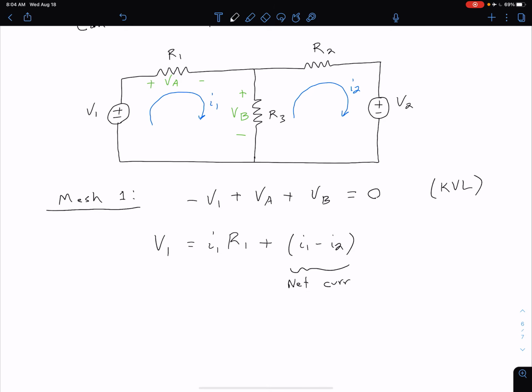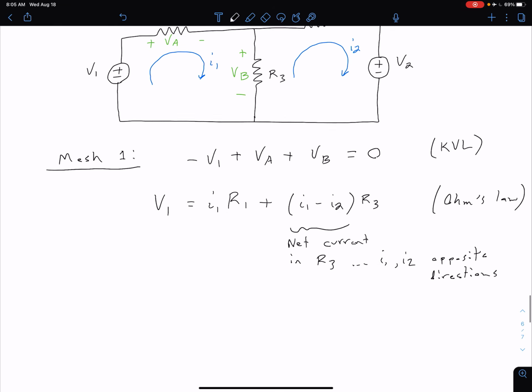So net current in R3, and we multiply that by the resistance R3. Now, one thing to note there is we're subtracting I2 from I1, and that's because we have these mesh currents in opposite directions. So I1, I2 are in opposite directions, and so that means we have to subtract one from the other. And what we're going to see in a later example is if we had both of them in the same direction, we would actually end up adding them. And again, we'll worry about that when we get to it. And so in this step, again, we've used Ohm's law.